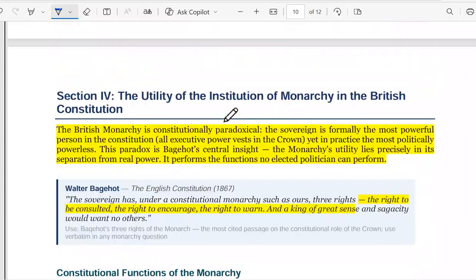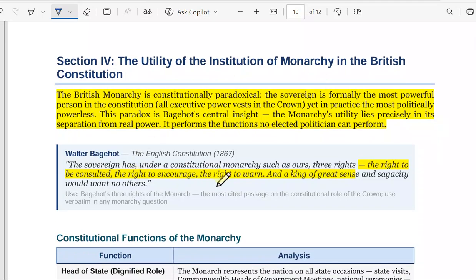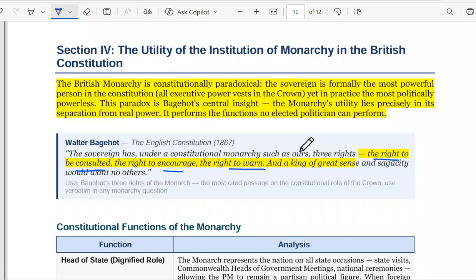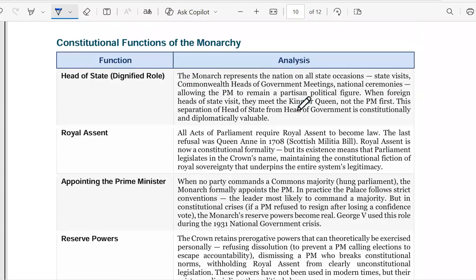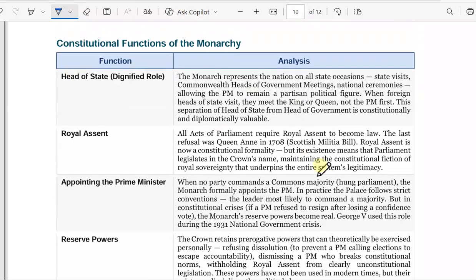Next, we have the utility of the institution of the monarch in the British Constitution. There is a very famous quotation that the monarch has only three rights: the right to consult, the right to encourage, and the right to warn. And over a period of time, the monarch has given its power to parliament. So let's see, first of all, what is this?